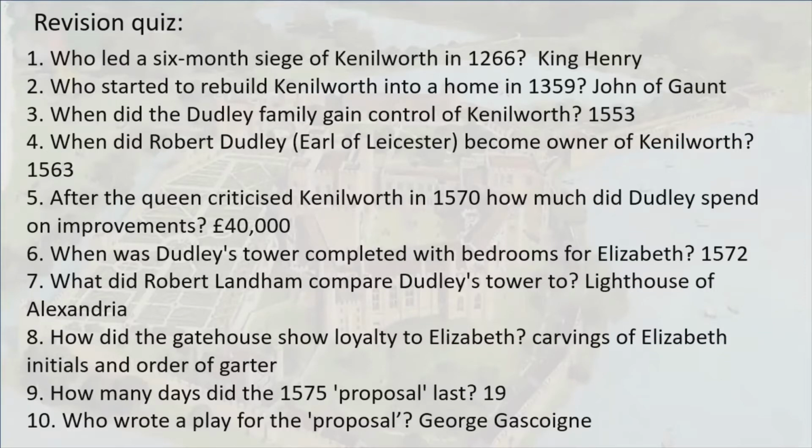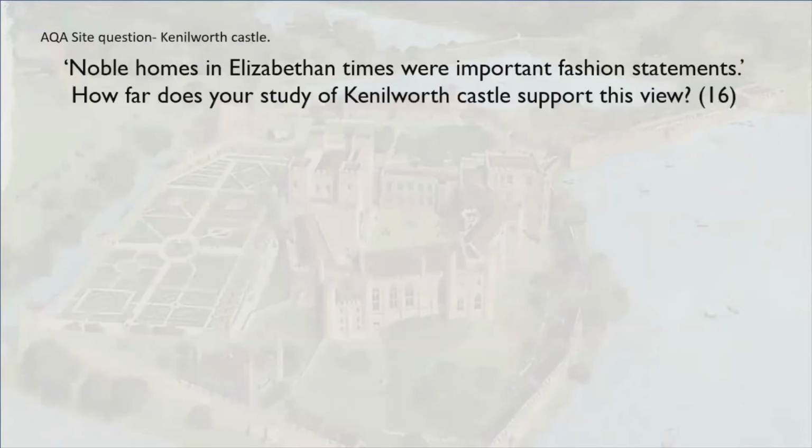Okay, so let's move on to some exam skills. So the question you'll get could be something like this. It's a statement and then it asks you how much Kenilworth Castle supports that view. This is the typical type of site question for the AQA exam. So have a look. What are the key words and phrases in that question that tell you what you need to be doing to answer the question successfully? Have a little think. Pause it if you like and write down the question and highlight the ideas yourself.